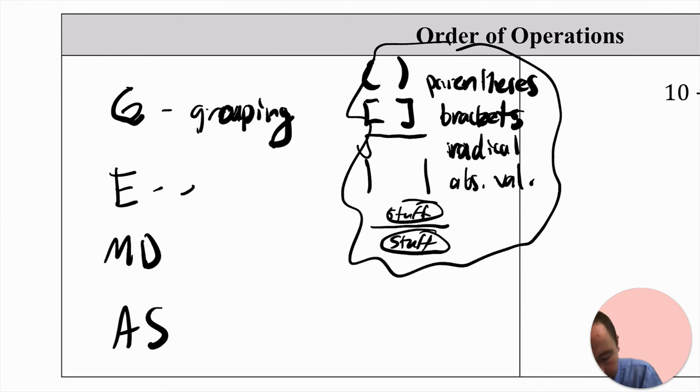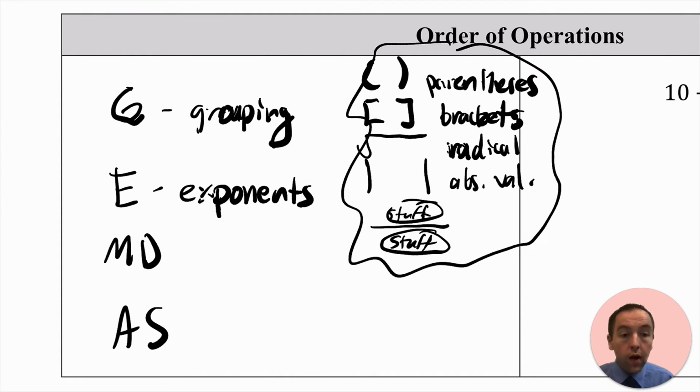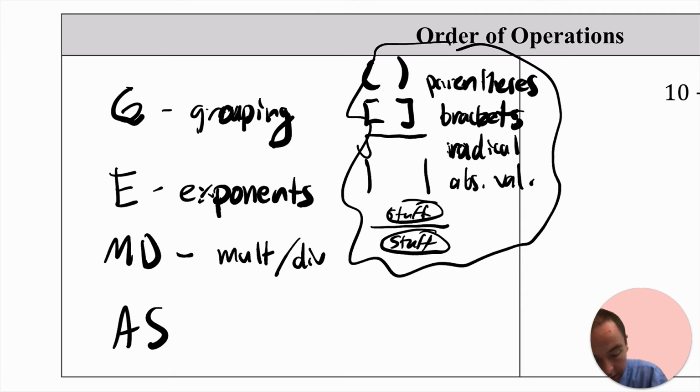And then the E is, then we would evaluate any sort of exponents in our expression next in terms of performing operations and carrying them out. And then M and D stands for multiplying and dividing. But the important point right there is I have to go from left to right. If we've got a series of multiplying and dividing, it's not that because the M comes before the D that multiplying should come before dividing. That's not true.